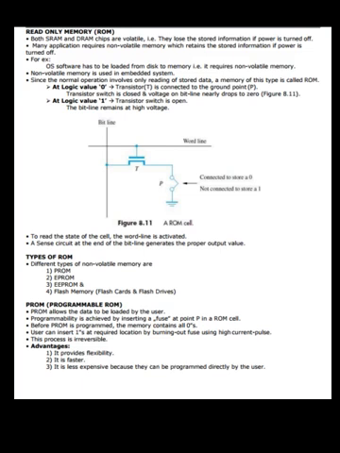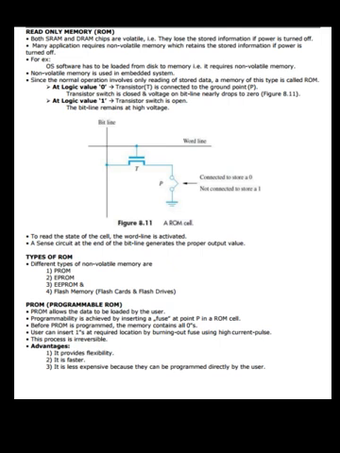At logic value 0, the transistor is connected to the ground point P. The transistor switch is closed and the voltage on the bit line nearly drops to 0. See the figure 8.11. At logic value 1, the transistor's switch is open. The bit line remains at high voltage. To read the state of the cell, the word line is activated. A sense circuit at the end of the bit line generates the proper output value.